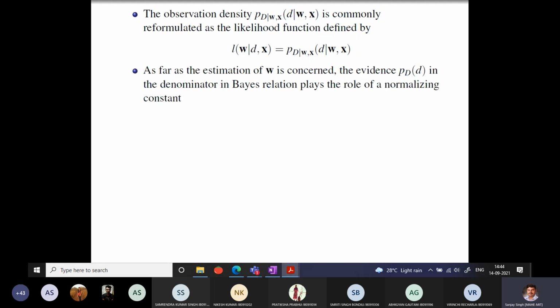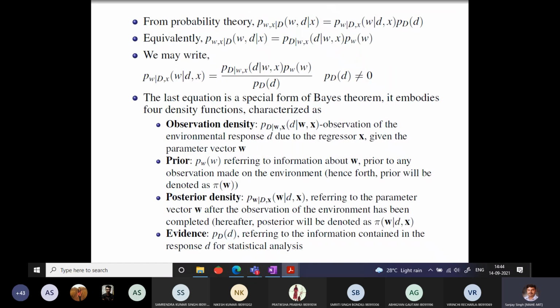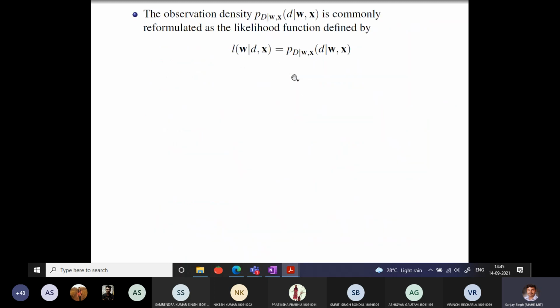Now, as far as the estimation of W is concerned, the evidence, the probability of the response in the Bayes relation, plays the role of a normalizing constant. If you see this, it basically works as just a normalization factor. Nothing else. So I can just ignore it if I want. Then we see that P(W | D, X) is proportional to the multiplication of this and this, and we have used some notation to write this function.